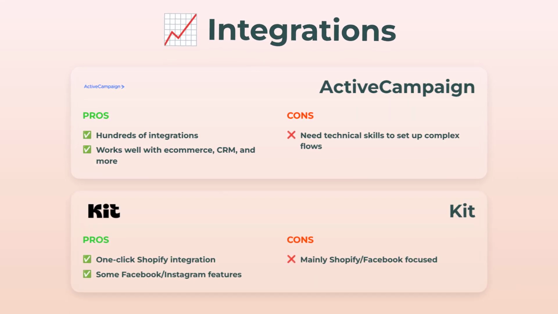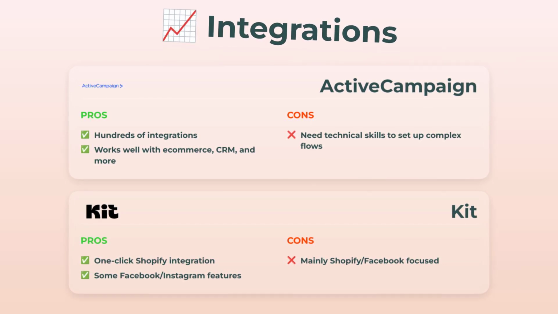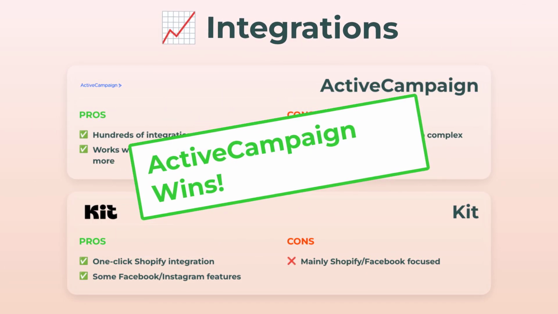Kit, meanwhile, is like, hey, we work super close with Shopify, and a little with Facebook and Instagram. So it's laser-focused on that ecosystem, which is great if you don't want to deal with extra tech headaches. But seriously, if you want to connect beyond Shopify, ActiveCampaign runs away with it.